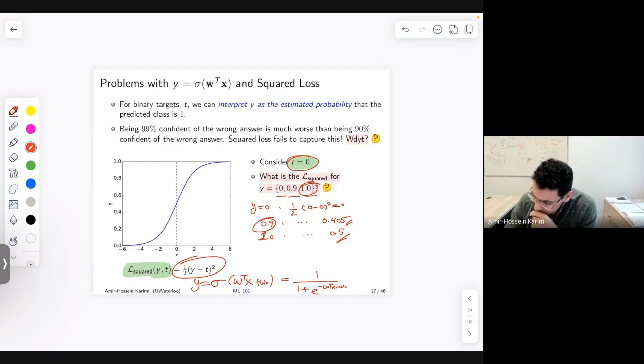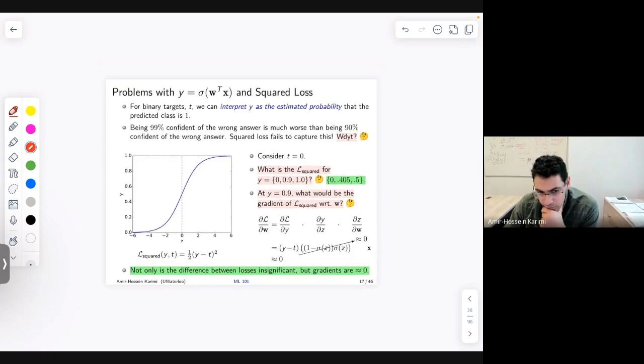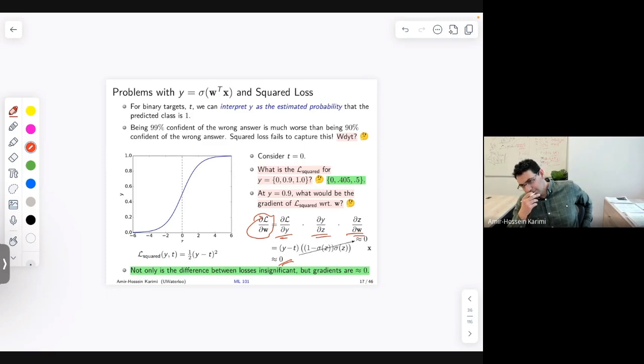Okay, so that's point number two: if we were to actually compute the gradients, what would the gradients look like? You can use the chain rule and write out the loss with respect to W, decompose it into the different parts. You can work out the math on your own time. If you have questions, feel free to ask on Discord. It turns out that the gradient of the loss with respect to the W's is going to be approximately 0. And once again, that means that the update rule won't apply.